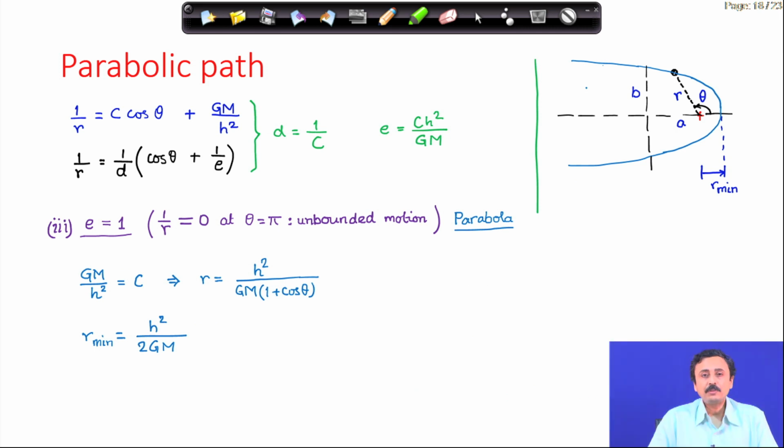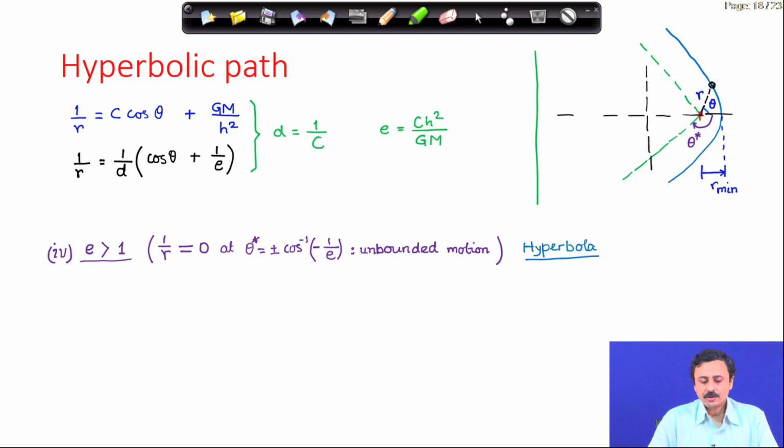For the parabolic path, for which eccentricity is 1, the trajectory for the first time becomes unbounded at theta equal to pi. Then for the hyperbolic path, eccentricity is greater than 1, and it becomes unbounded for values of theta less than pi in the second quadrant, and also in the third quadrant, for negative values, so something greater than minus pi.